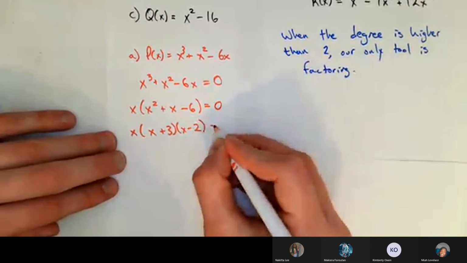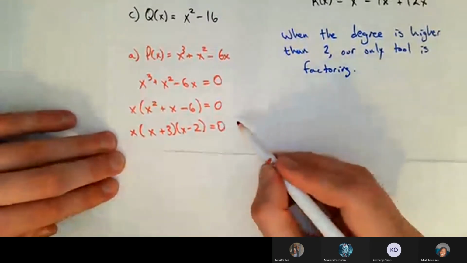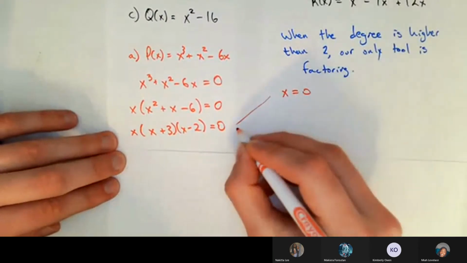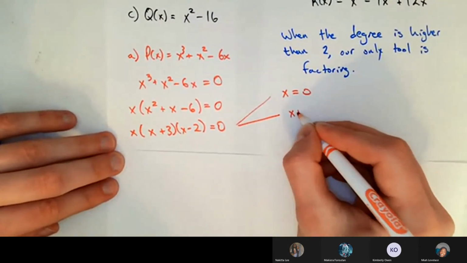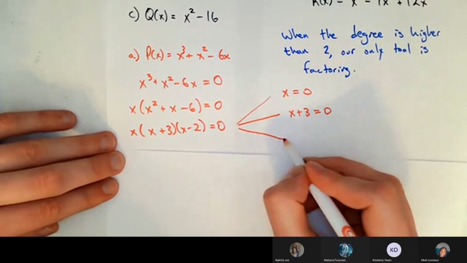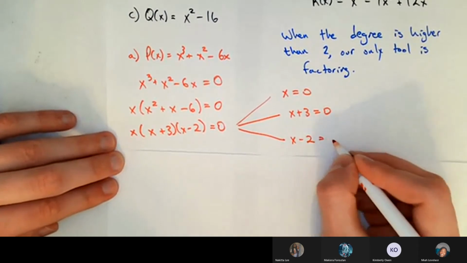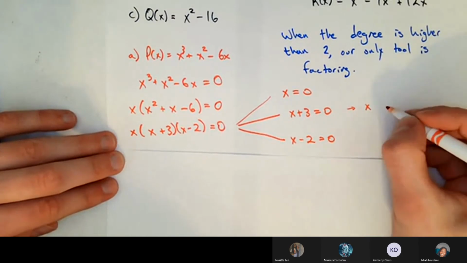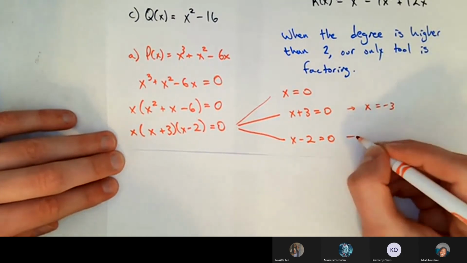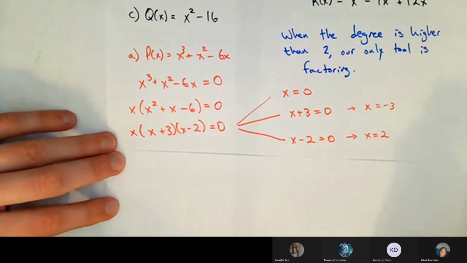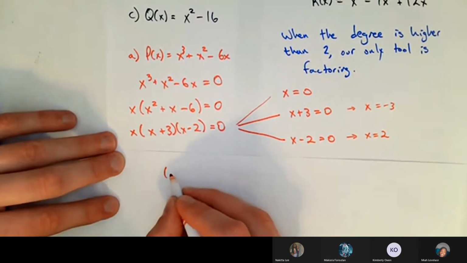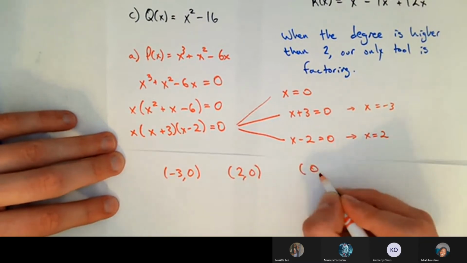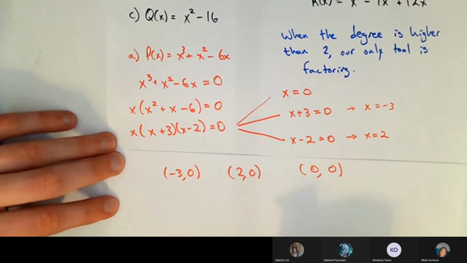x minus 2. And now what I do is I set each of these factors equal to 0 individually, including that first one, the x by itself, and I solve each one. So of course, the top one is already done. So I'm getting x equals -3 and the same two from last time. So my 3 x-intercepts are (-3, 0), (2, 0), and also (0, 0) from this one.